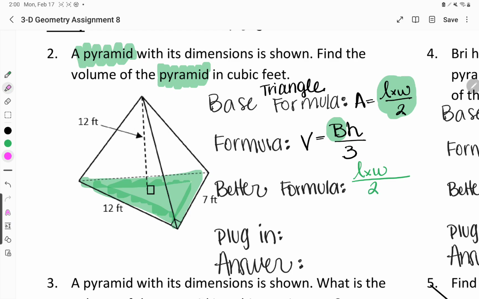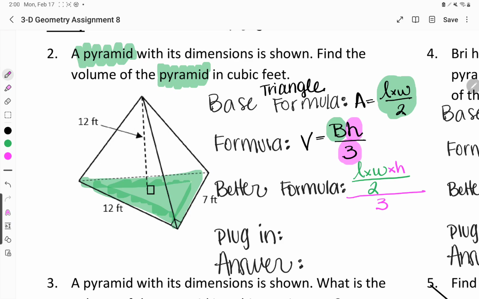We still have the height. So I'm also going to go through and attach on my height. So times height. And then I also still have the divide by 3. So I'm going to put the whole thing divided by 3. And that looks really gross. I know. But that's how we break down this problem, okay? It's really not that bad.